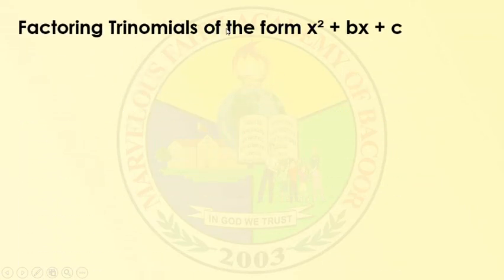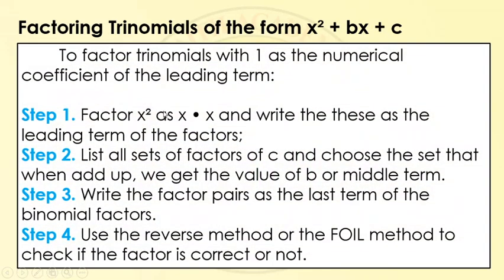So, factoring trinomials of the form x squared plus bx plus c, okay? So, yan po yung ifa-factor natin. Factoring trinomial in the form of x squared plus bx plus c, where the leading term is equal to 1. To factor trinomials with 1 as the numerical coefficient of the leading term, ganito daw po yung steps na susundan natin. Ibig sabihin po nun, ito pong x squared dyan is meron po tayong imaginary 1 na leading term.